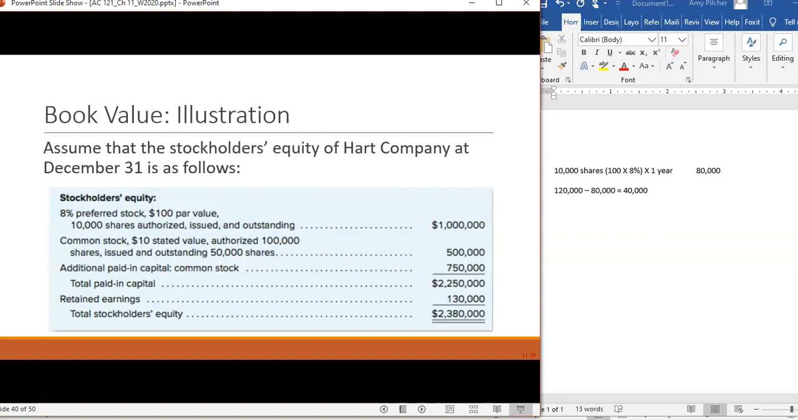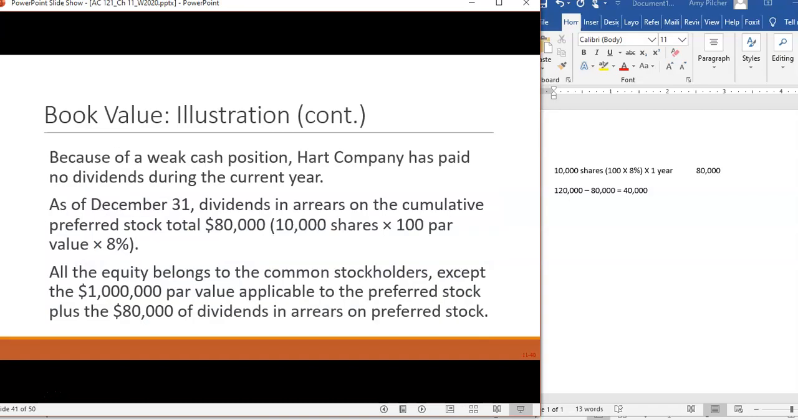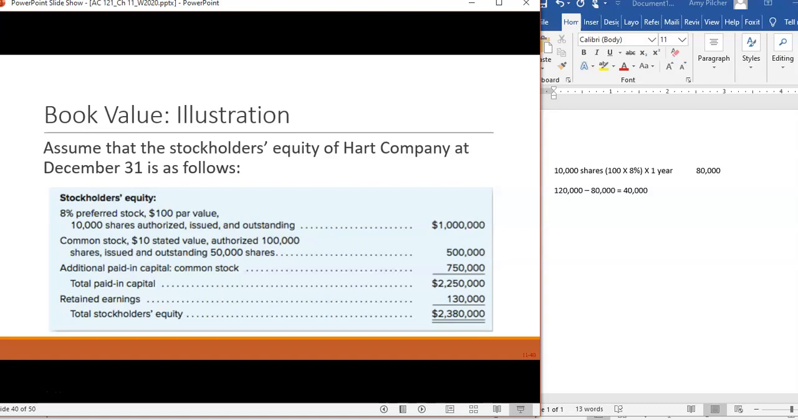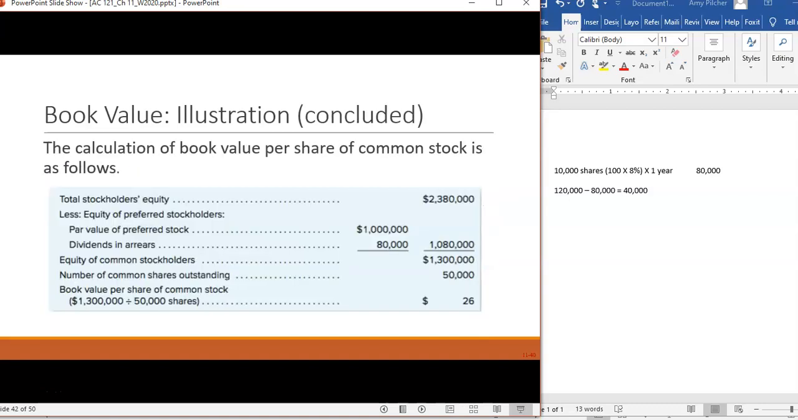So in this example, we have preferred stock, common stock, additional paid-in capital of common stock, and retained earnings in our total stockholders' equity. We have paid no dividends for the current year. That means we have 1 year of dividends in arrears of $80,000. So all of the equity belongs to common stockholders except for that $1 million in par value from our preferred stock and our $80,000 in dividend arrears.